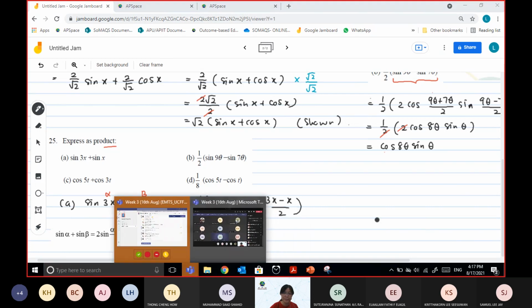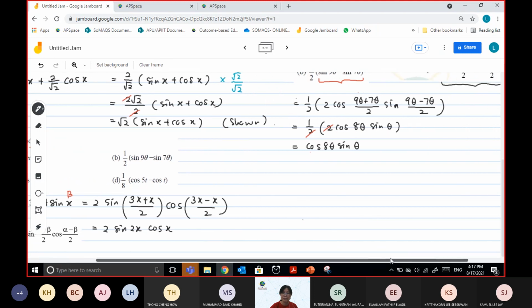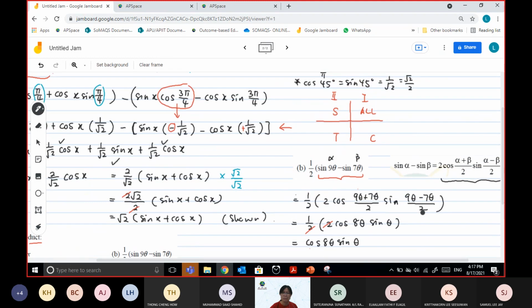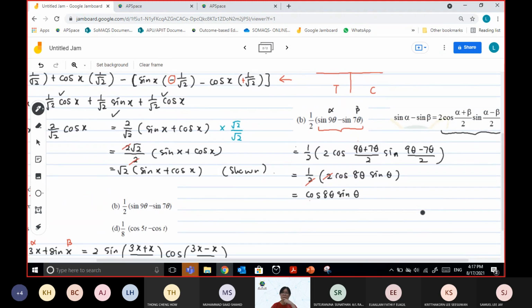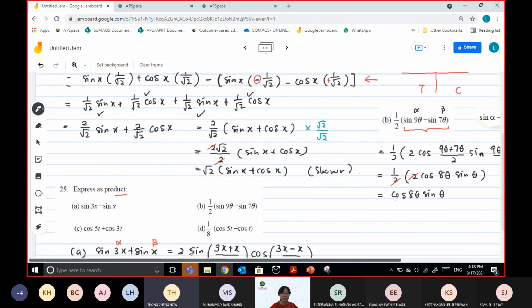Miss, for B, I didn't use the formula, but I used simultaneous equations, and I got the answer. I'll just send you a picture. Okay, I will check it out after the break. Hi, Miss. I want to clarify 23A. The earlier question? Yeah, correct.